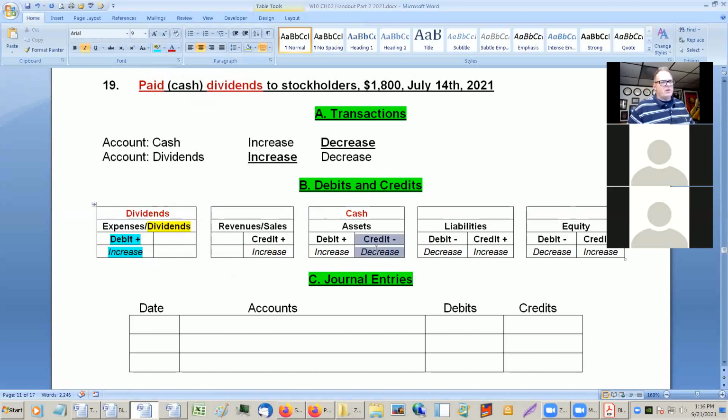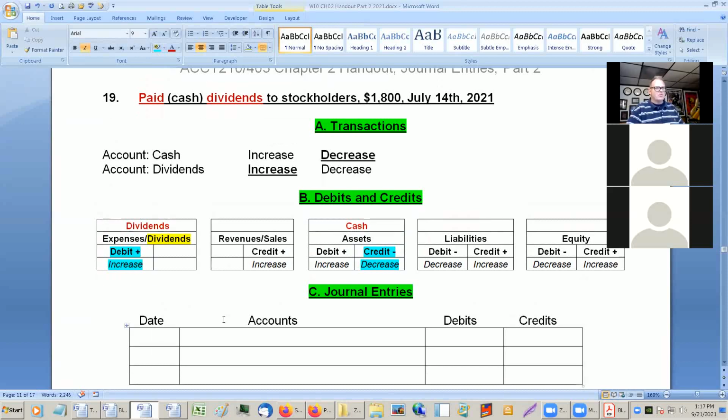Cash is going down. So it will be the credit. So, July 14th. So anyway, from our point of view, whenever you see dividends, yay, because you know exactly what that one is. Dividends, always debits. And cash is an asset going down.